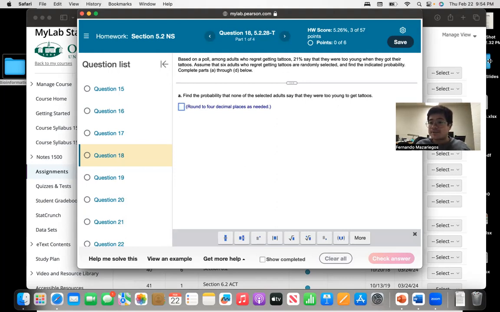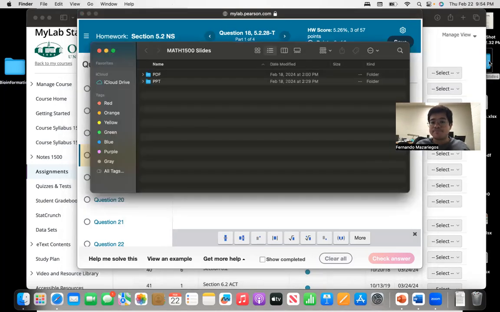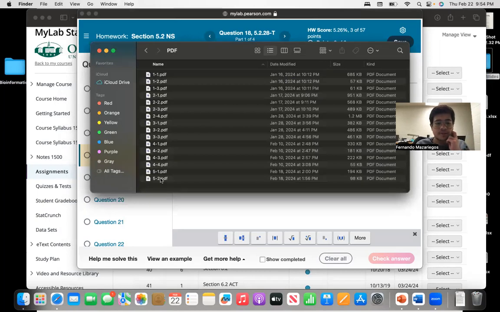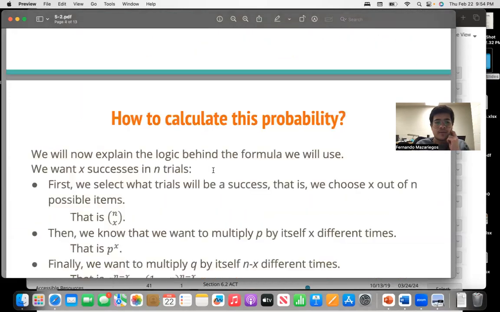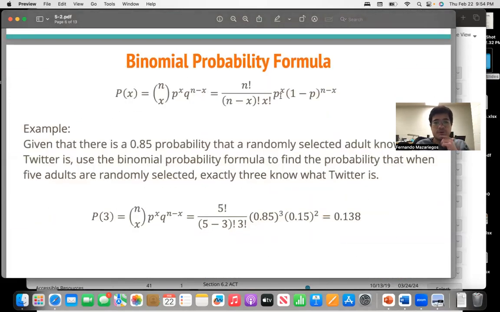Let me see if I can show you that very quickly. It's on the notes, but maybe it's good that you look at it right now. So this is the formula we are using, okay? We have a combination. Remember, N is the amount of experiments we do, the amount of trials. In this case, it's 6 because we have 6 different subjects. And we are asked to find the probability that none of them regret their tattoos.